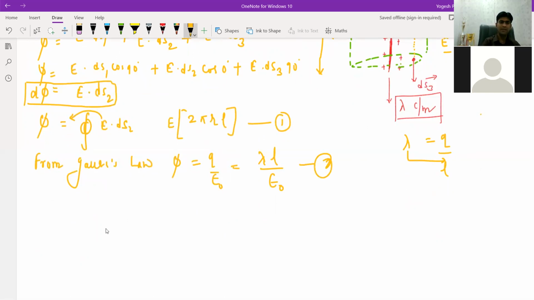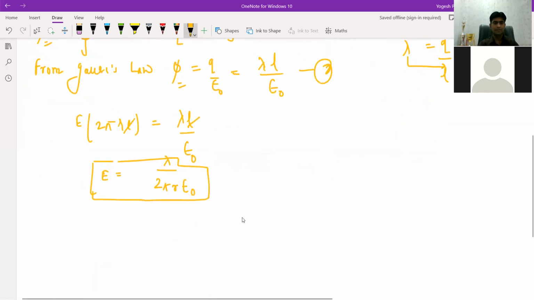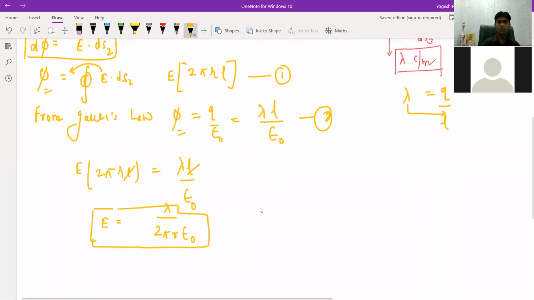Now both the equations can be equated because both are for flux. So we can write E into 2 pi RL is equal to lambda L upon epsilon naught. Now L and L get cancelled out and we get E is equal to lambda upon 2 pi R epsilon naught. This is the magnitude of electric field due to linear charge.